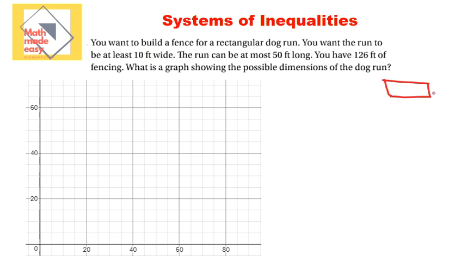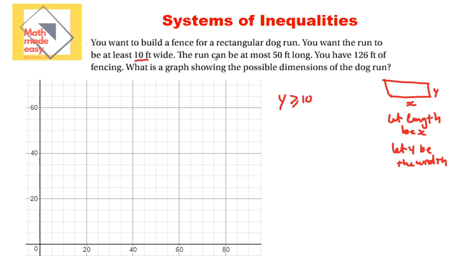Like, let's say this is x and this is y. So you're going to let x be the length, and let y be the width. Okay? First of all, they said that it will be at least 10 feet wide. Now the width is y. It will be at least. At least means more than or equal. So this is going to be y greater than or equal to 10. This is going to be your first inequality.